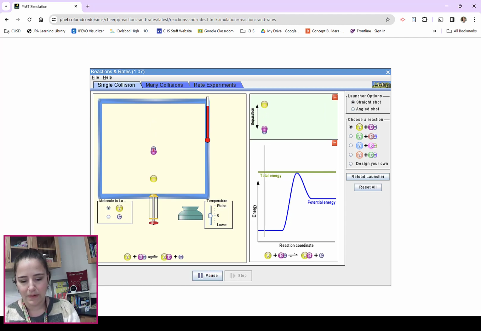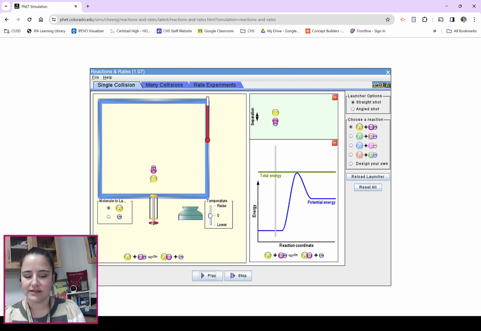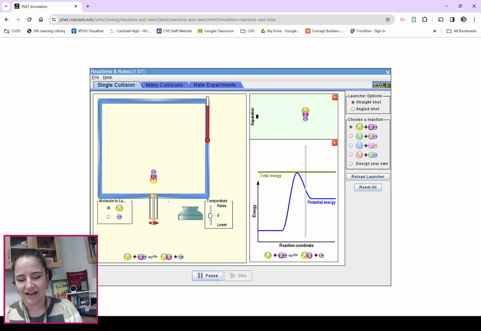Now I'm going to go ahead and pause it for a sec. And I want you to picture what would happen, you think, if this yellow were to instead collide with the blue end of it. Would a chemical reaction still happen? Could we still form this AB molecule? No, okay, because they wouldn't be in the proper orientation. Okay, so it has to have enough energy and be in the proper orientation.